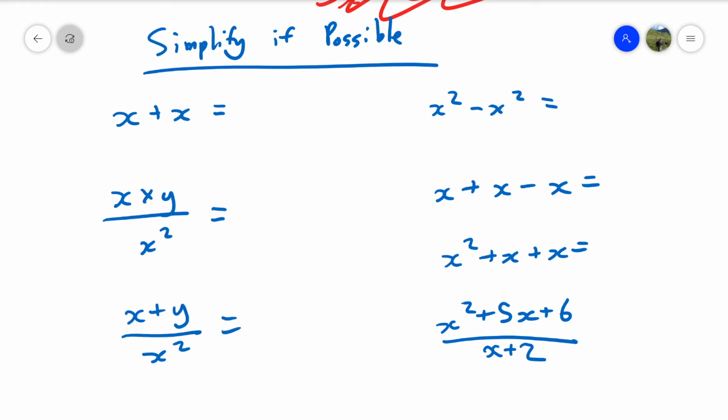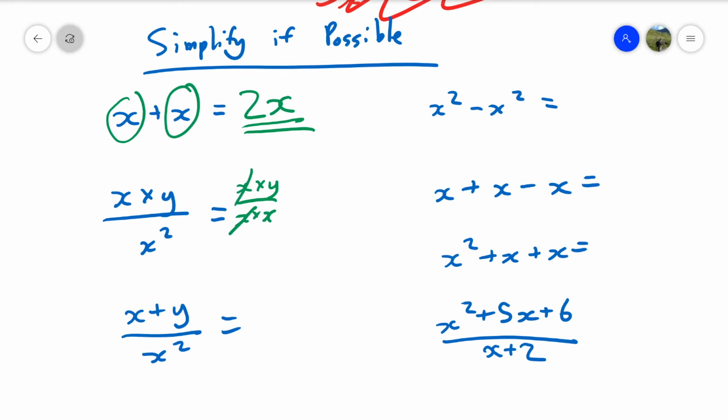Right, let's just go through the answers. There's an x and an x. There's two of them, so there's two x's. There you go. That's the answer there. This is the same as x times y divided by x times x. So those x's cancel, because if you times and divide by something, you're wasting your time. It's just the same as doing nothing.